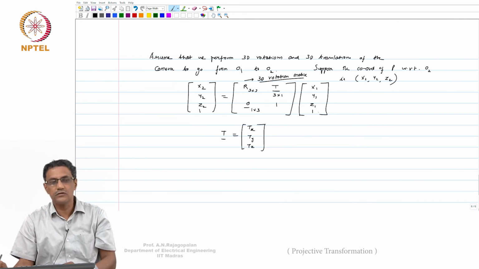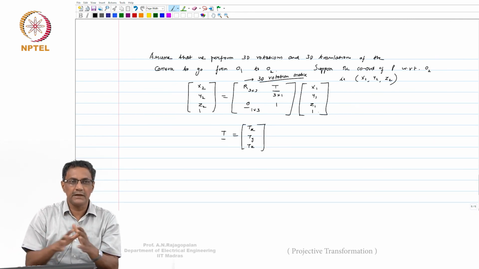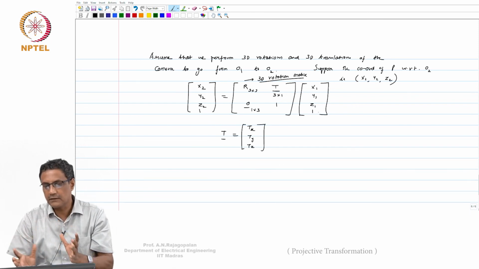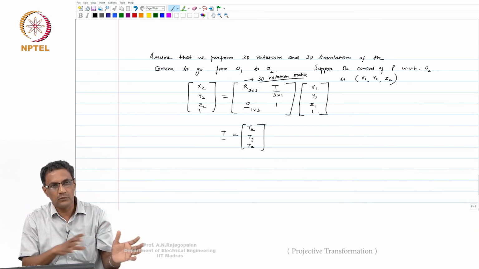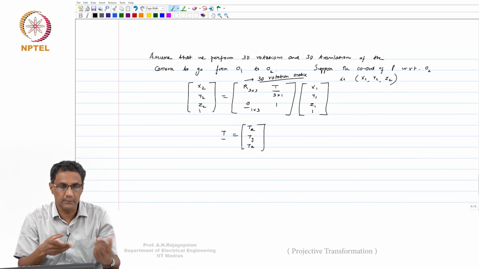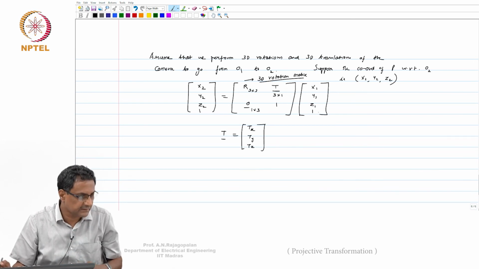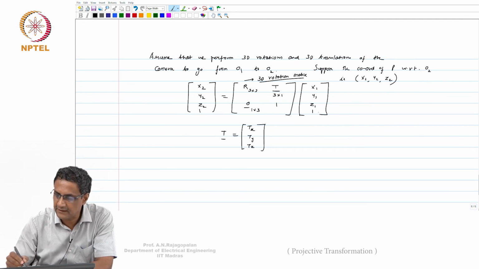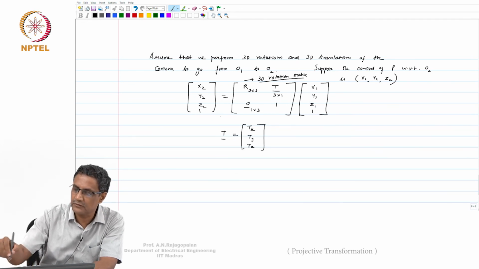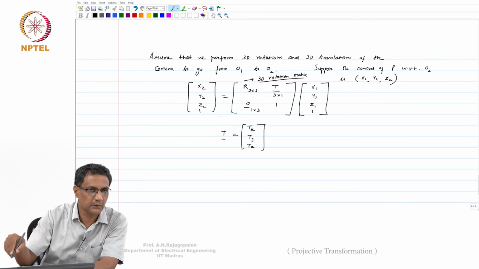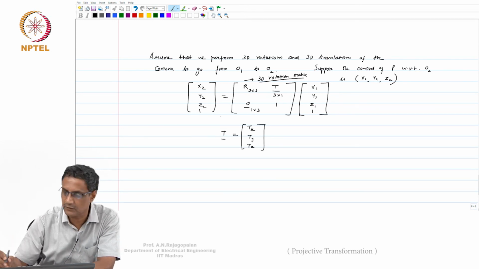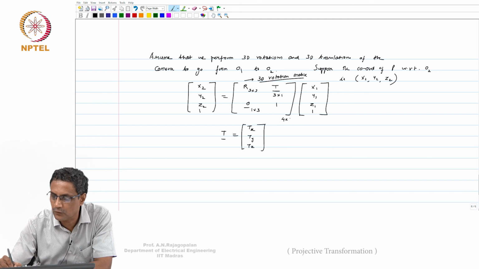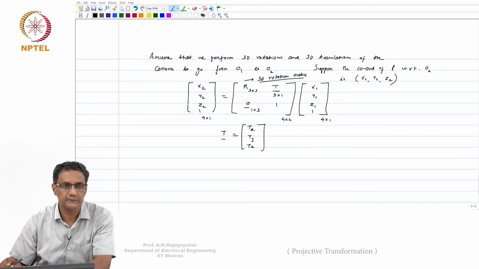This is how we write, in a homogeneous form, the motion in going from O1 to O2, that is, its effect on the point P. How does its coordinate change? You can check that this is simply x2, y2, z2 equals Rx plus T. That's what it will turn out to be if you simply solve this. So in this case this will be a 4 cross 4, this is 4 cross 1, and this is of course 4 cross 1. That's how it is.